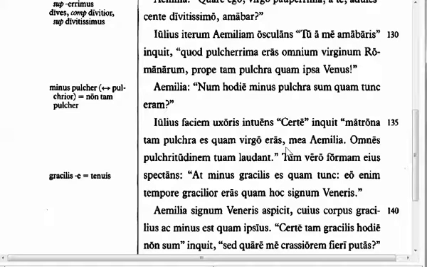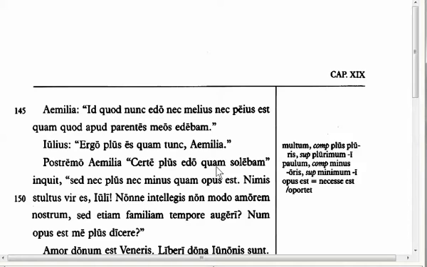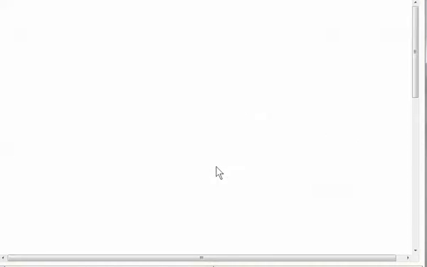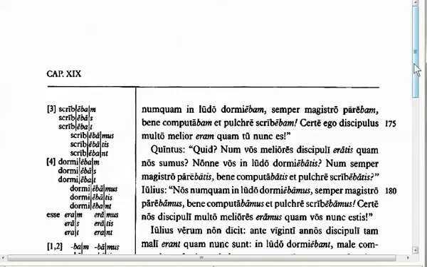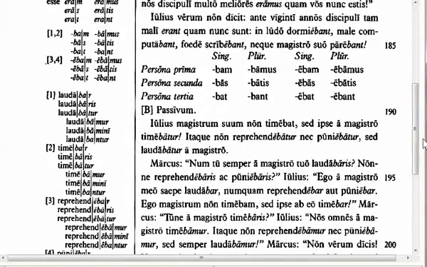The next feature I want to point out is in line 192. It's the last new grammar feature, and we have to go into our grammatica to see this. We see it here in this line. We'll start with 191. Julius magistrum suum non timebat, sed ipse a magistro timebatur. So Julius was not afraid of his teacher, but he himself was feared by his teacher.